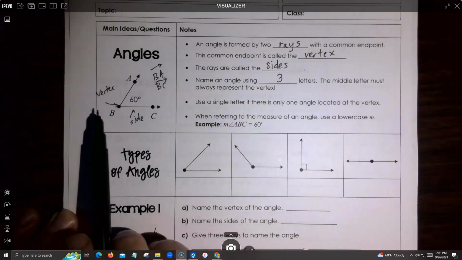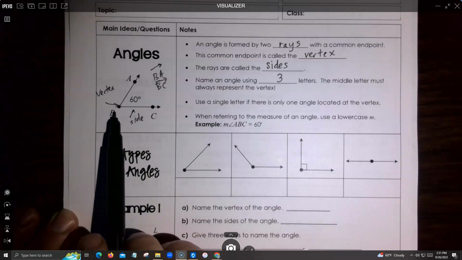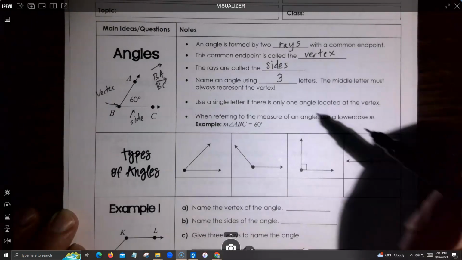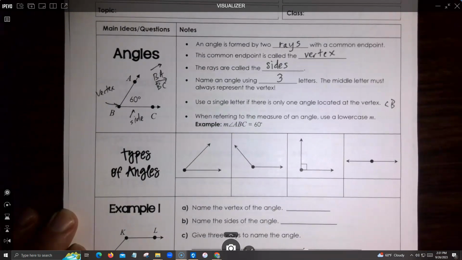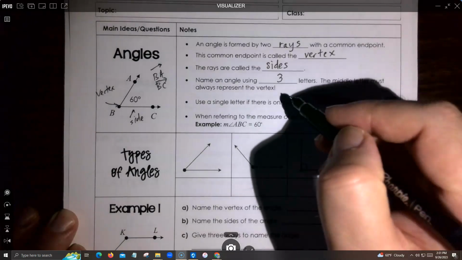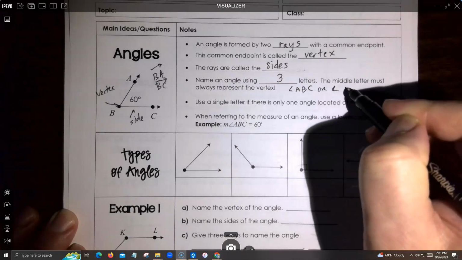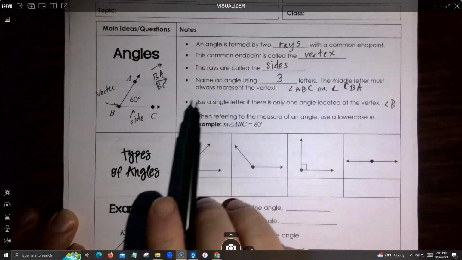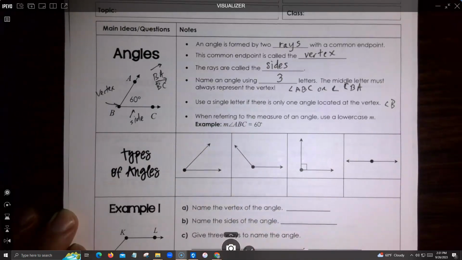When you're talking about angles, this is called the vertex of the angle, and again, if only one angle is being formed using this vertex, then you can name it by just its one letter. Since this is only one angle, you could technically call this angle B. You can put a little angle symbol in front of it. If we want to name it using three letters, we would call this either angle ABC or angle CBA. Notice that the middle letter is always the vertex. So it's ABC, CBA, or angle B if it's the only angle being formed.